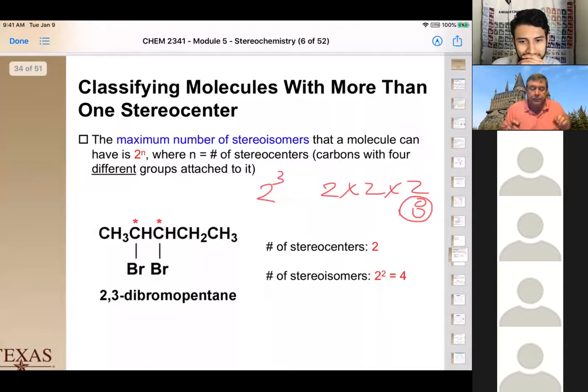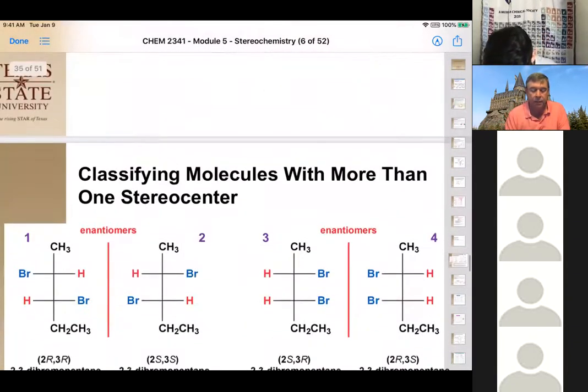Okay, so if we have 1 stereo center, we have 2 isomers. If we have 2 stereo centers, we have 2 to that power number of them. So in the case of this one with just 2 stereo centers, we have to figure out how to draw 4 isomers. Okay, 2 to the 2, 2 times 2 is 4. Okay, so how do we determine that?